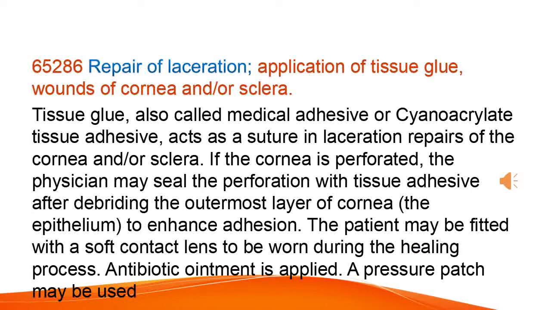Repair of laceration, application of tissue glue, wounds of cornea and/or sclera. Tissue glue, also called medical adhesive or cyanoacrylate tissue adhesive, acts as a suture in laceration repairs of the cornea and/or sclera. If the cornea is perforated, the physician may seal the perforation with tissue adhesive after debriding the outermost layer of cornea, the epithelium, to enhance adhesion. The patient may be fitted with a soft contact lens to be worn during the healing process. Antibiotic ointment is applied. A pressure patch may be used.